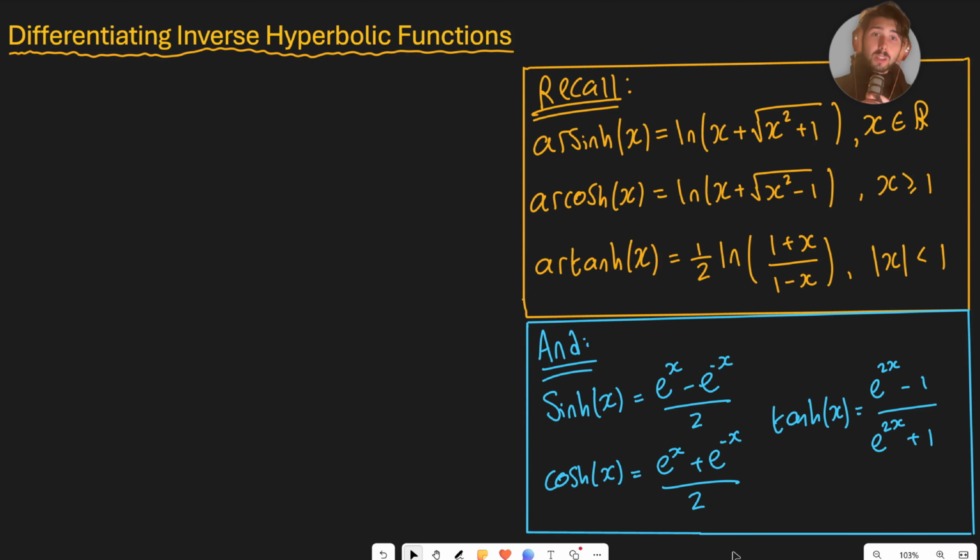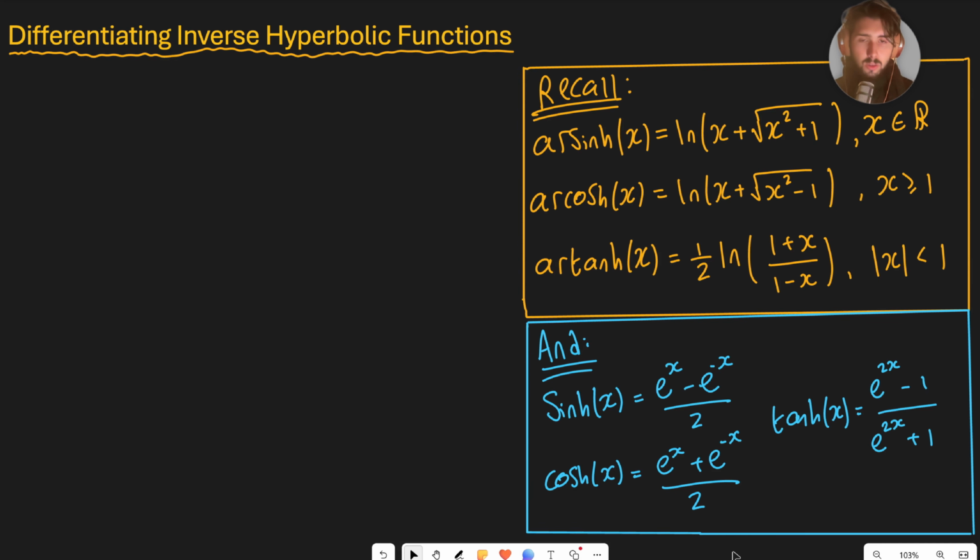In this one we're looking at how to differentiate inverse hyperbolic functions. So I've written down what the inverse hyperbolic functions are: arsinh, arcosh, artanh, and we've got all the definitions and the domains of all that stuff right there. And remember the original hyperbolic functions are sinh x, cosh x and tanh x, and all of those definitions are given on the right hand side of the page.